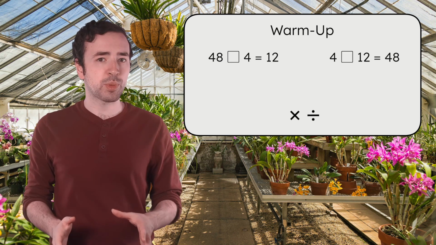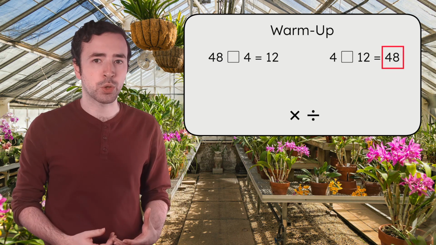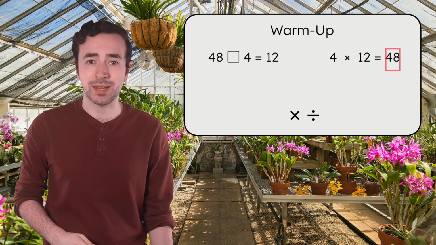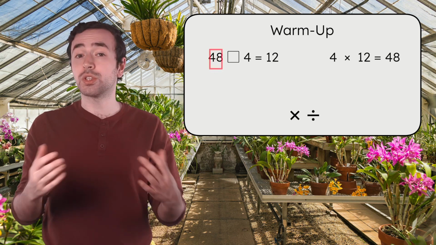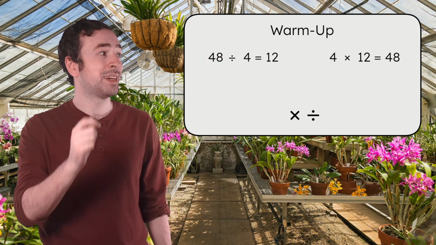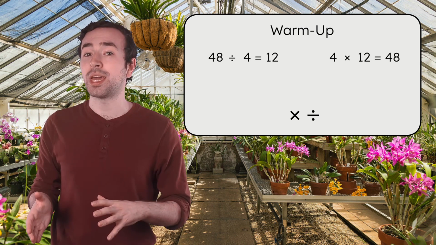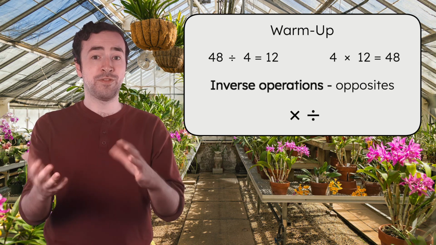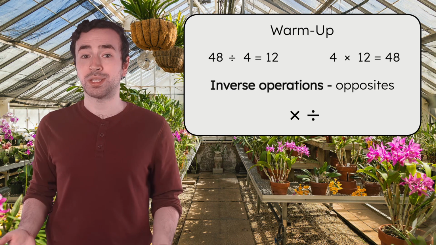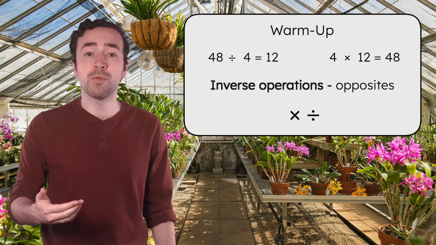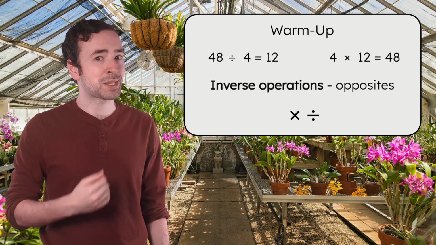When we multiply, we're working to find the total amount. So 4 times 12 equals 48. But when we divide, we start with the total amount. So 48 divided by 4 equals 12. That's because multiplication and division are inverse operations, or opposites. This relationship between the operations means they can be helpful when trying to solve for missing pieces.